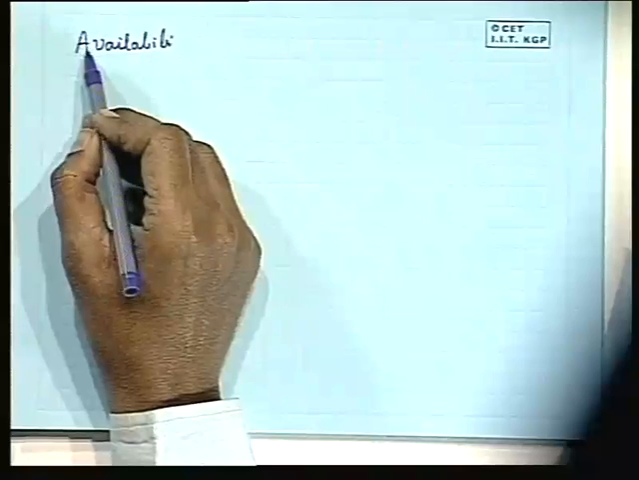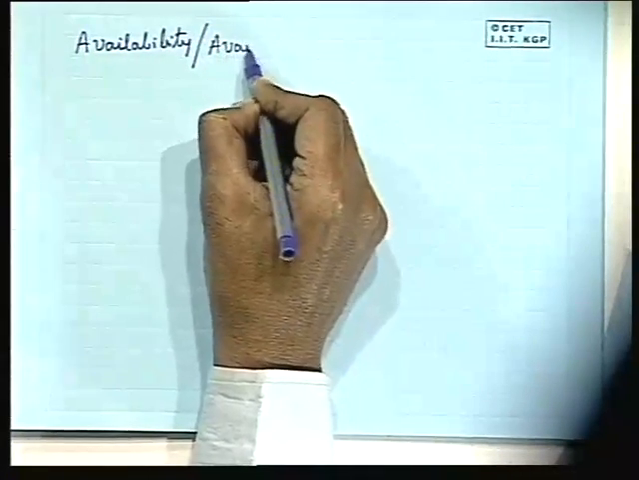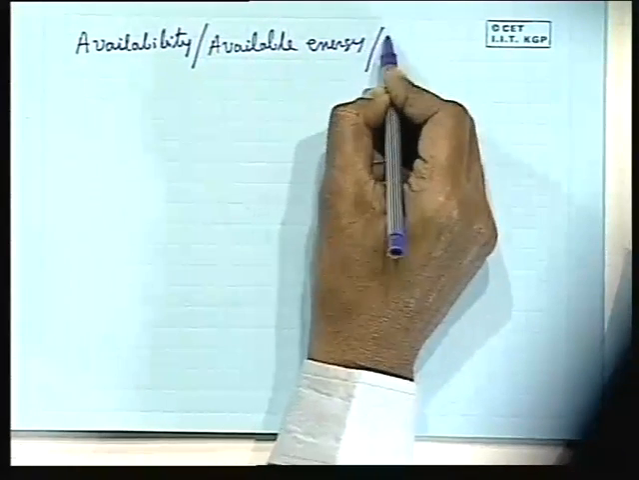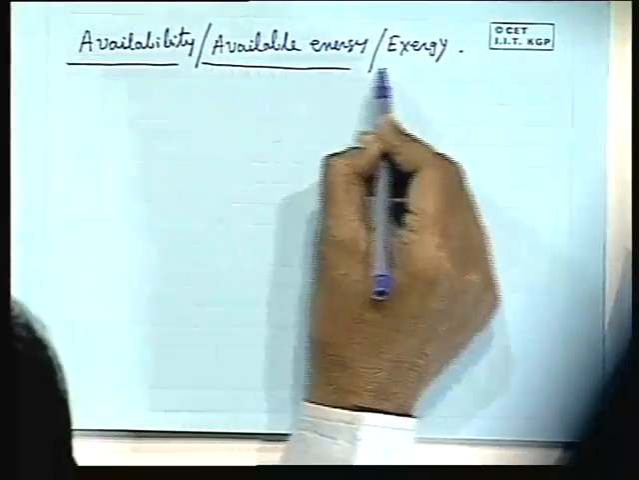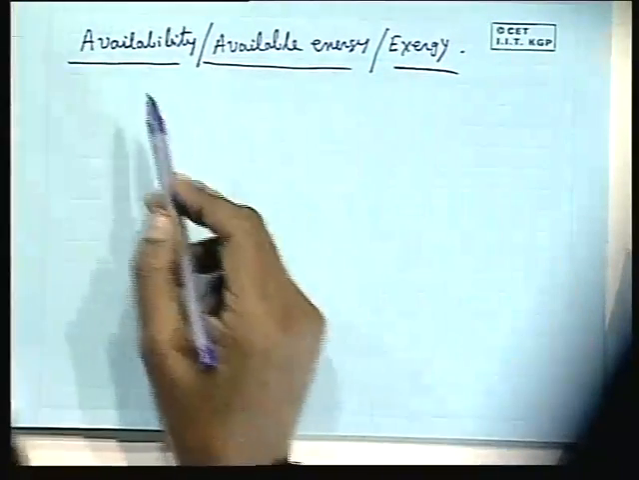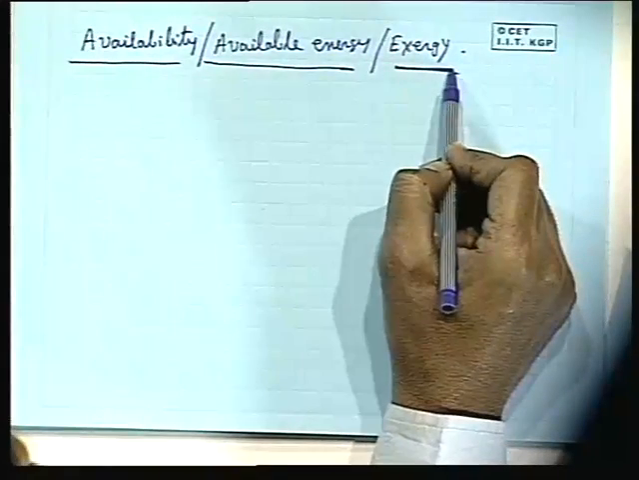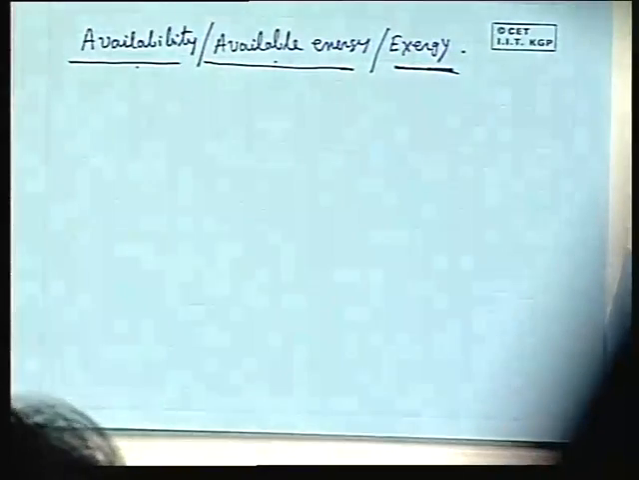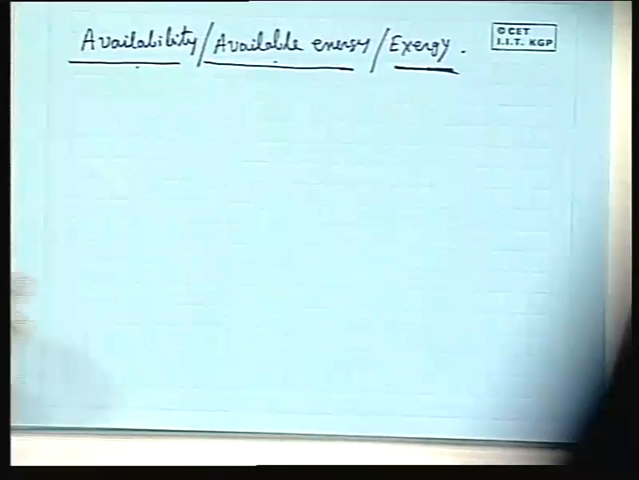But first you write this: availability. This is our available energy, available energy or exergy, the way you pronounce it, exergy, E-X-E-R-G-Y, they are synonymous terms. Sometimes I will use availability, sometimes available energy, and sometimes exergy. I will use these depending upon the common convention that is followed. Okay? Now what is available energy and availability?